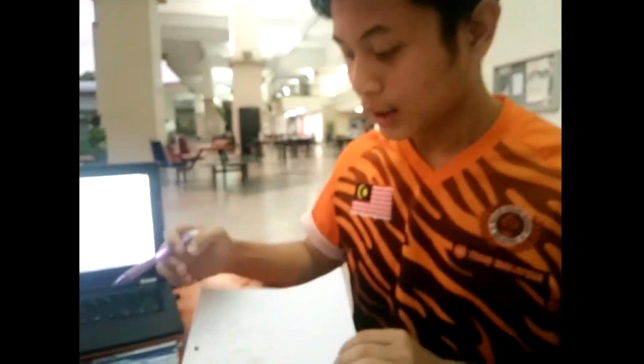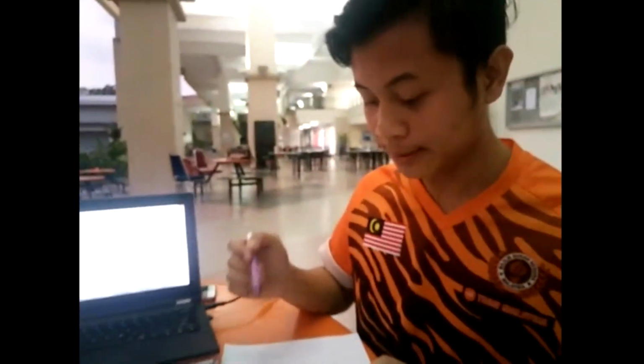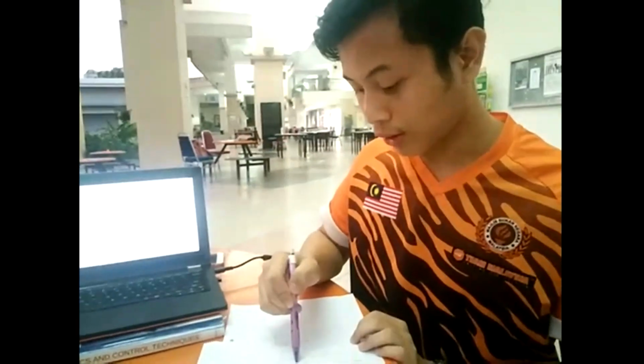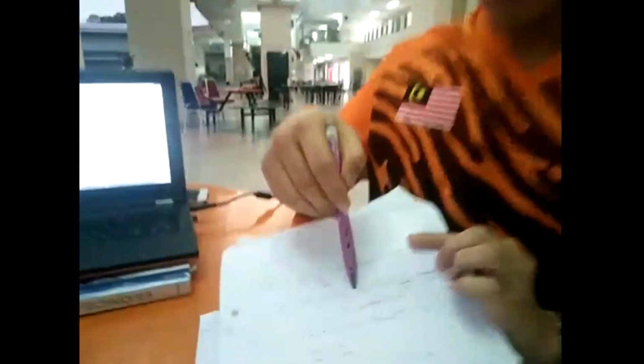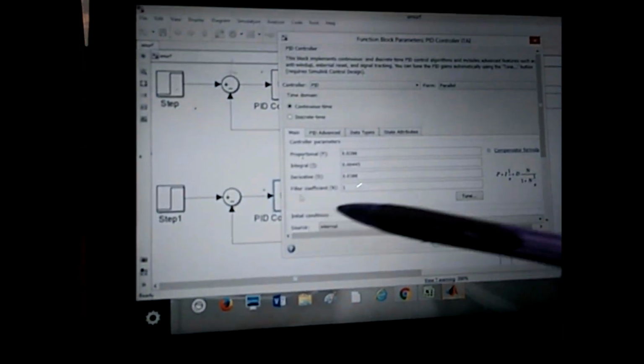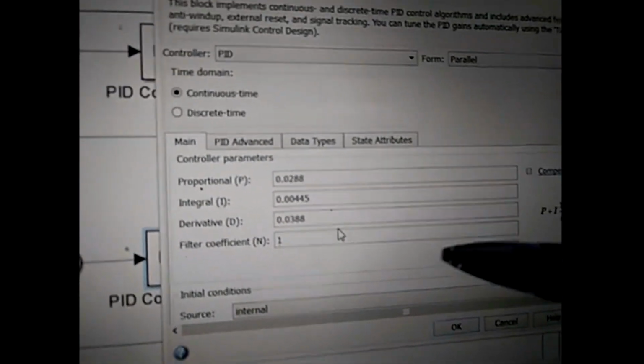After that, we calculate the ET method. For the ET method, we also calculate the KC, the tau I, and the tau D. So from the formula in the book, we managed to get the KC value, this one, and the tau I value is this one, tau D, this one. So we calculate the PID from this information, and we also substitute into this PID controller. You can see PID controller ET differentiate.